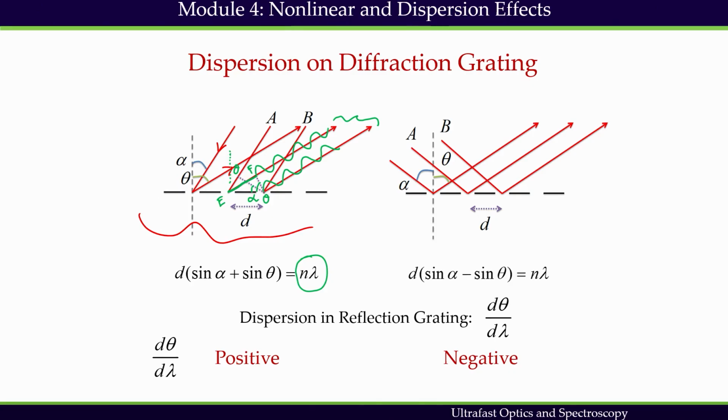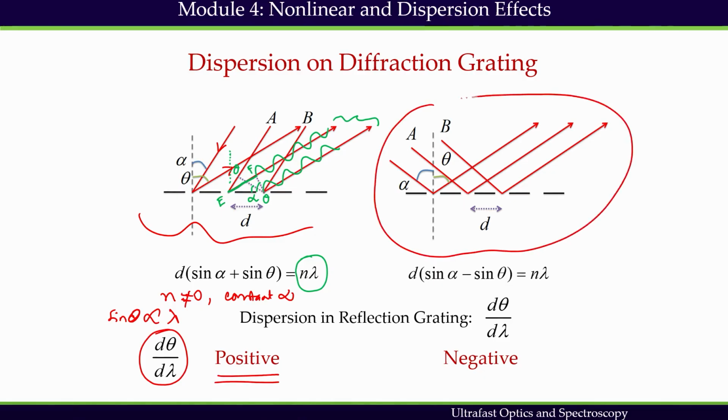And for n not equal to 0, it means that if we look at the higher order term, n not equal to 0, for a constant alpha, what we get? We get that sine theta is going to be proportional to lambda, or in other words, d theta d lambda is going to be positive. Similarly, we can have this expression.